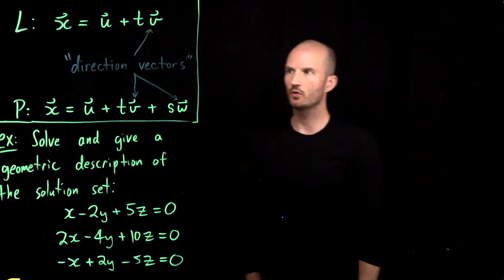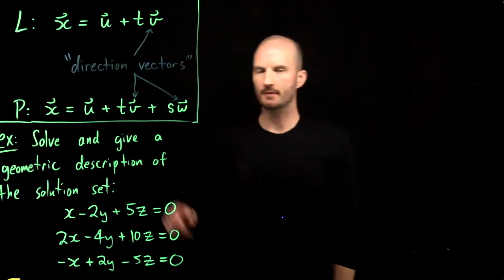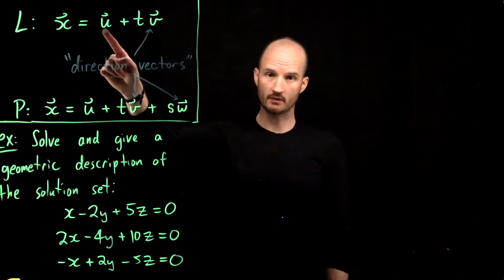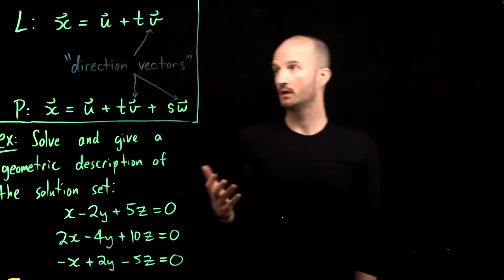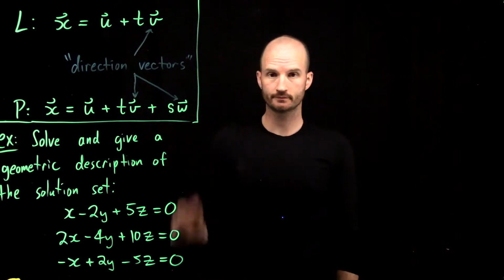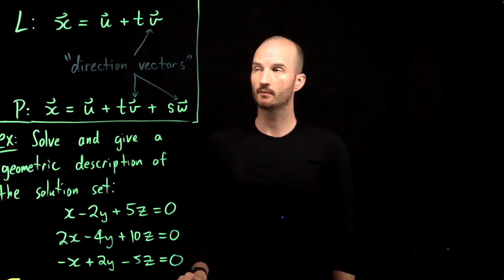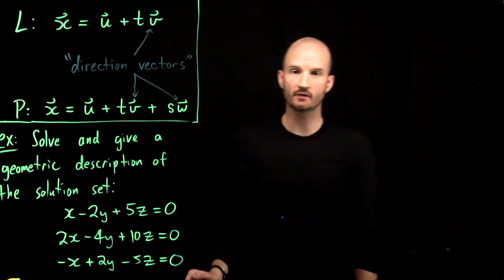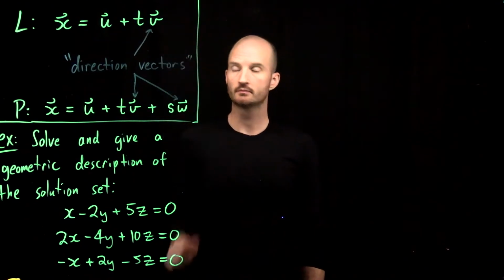Okay, a bit more lingo here. Lines in R3. This vector here tells you where the line is in space. Okay, it tells you that the line goes through this vector, or the corresponding point, if you want. And this vector v tells you what direction your line is going in. So for that reason, we're going to call this vector a direction vector.